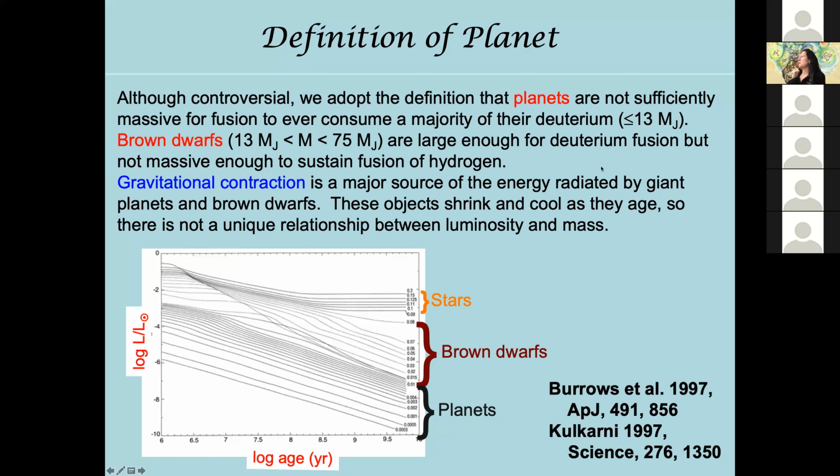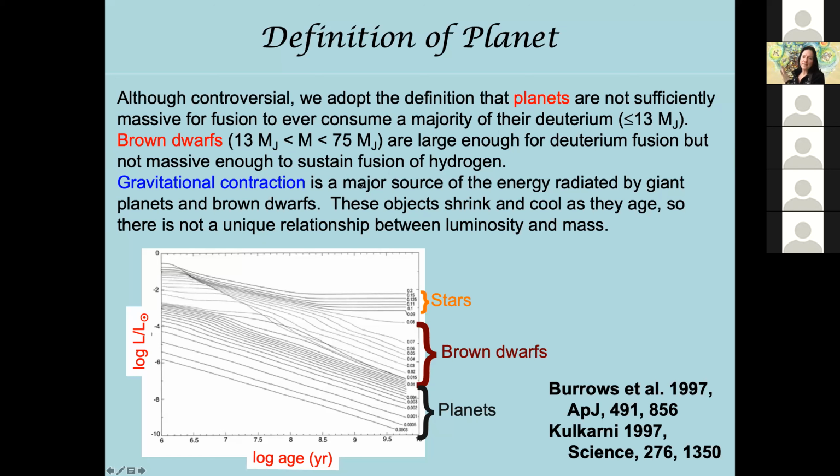Above 13 Jupiter masses, you can actually get deuterium burning. That doesn't mean that it then grows to hydrogen burning, but in this regime where the deuterium can burn, you are in the brown dwarf regime, and this goes from 13 to 75 Jupiter masses. But they don't grow enough to have fusion of hydrogen.